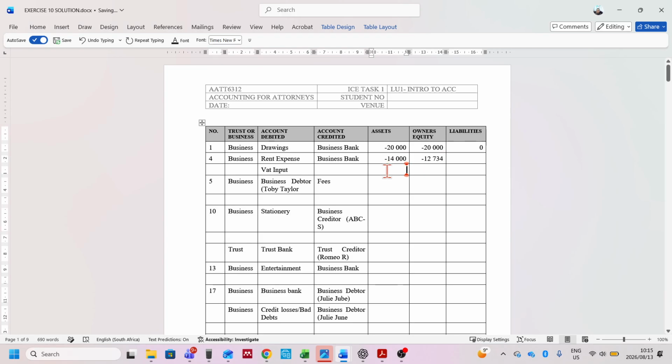Then under your VAT account, which is an asset, you're going to say plus and then record the VAT amount, which is 1,826, right? So that will be your VAT amount. So this means that on your liability, there are no records.